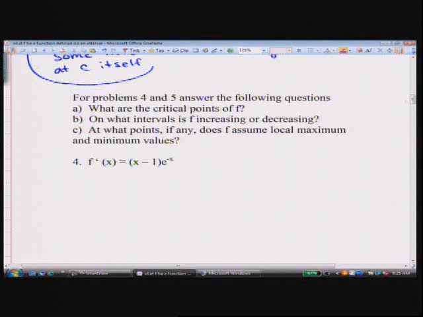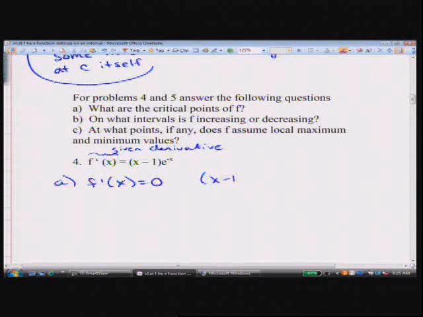So that means that we need the derivative, right? And in this case, well, actually, we're given the derivative. Note, given derivative. And so we want to talk about f if we're given the derivative. So to find the critical points, we need to figure out where f prime of x equals 0. So that means where does x minus 1 times e to the negative x equal 0.